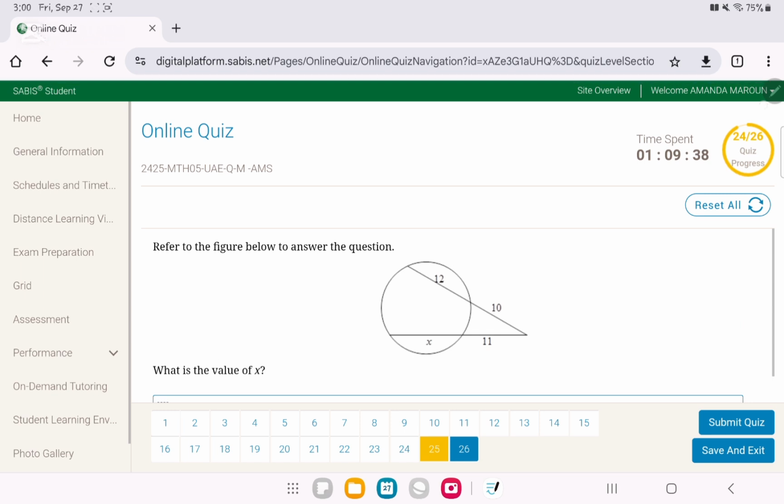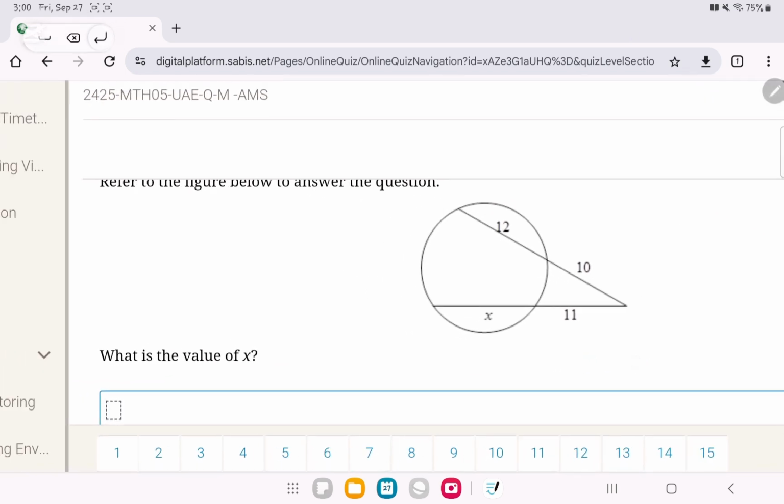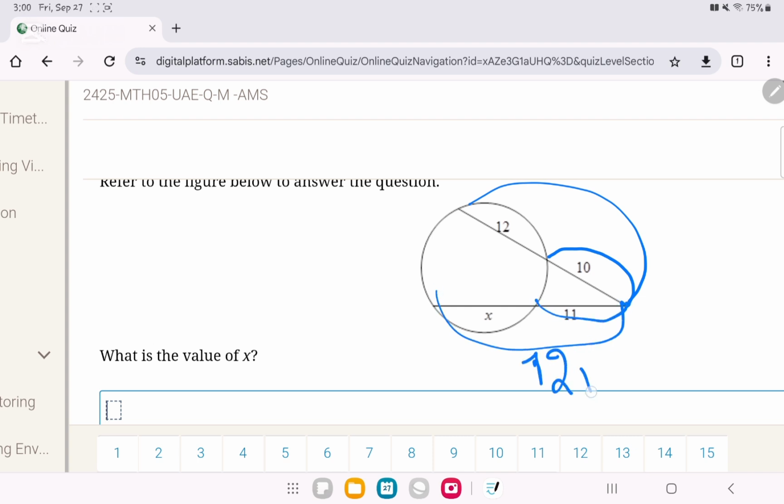Question number 25. Refer to the figure below. Here we have two secants. We don't have a secant and a tangent. We only have two secants. So what is the rule? We said we're going to do exterior multiplied by the full thing is equal to exterior multiplied by the full thing. So 12 times 12 plus 10, which is 22, is equal to 11 times 11 plus x.